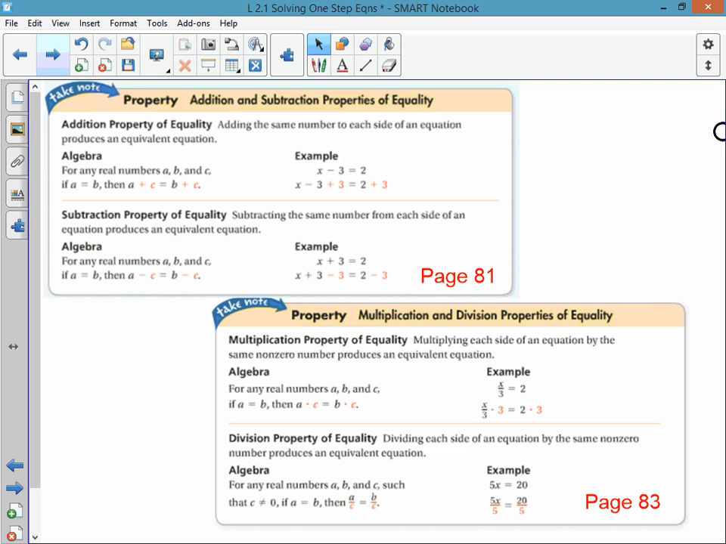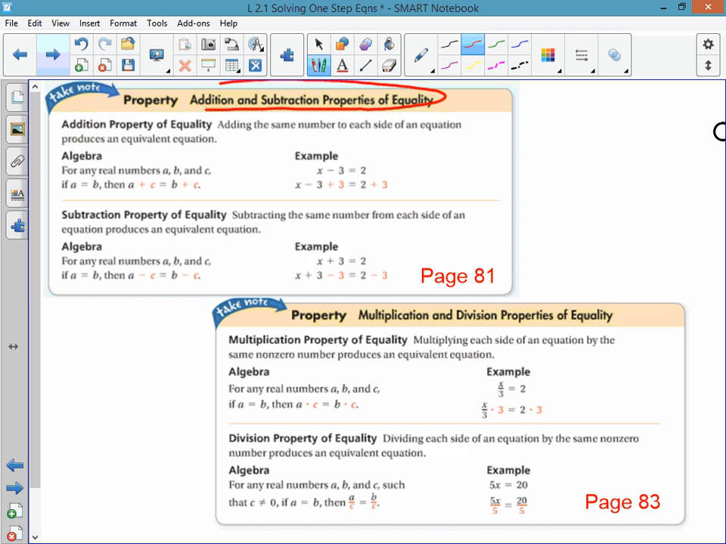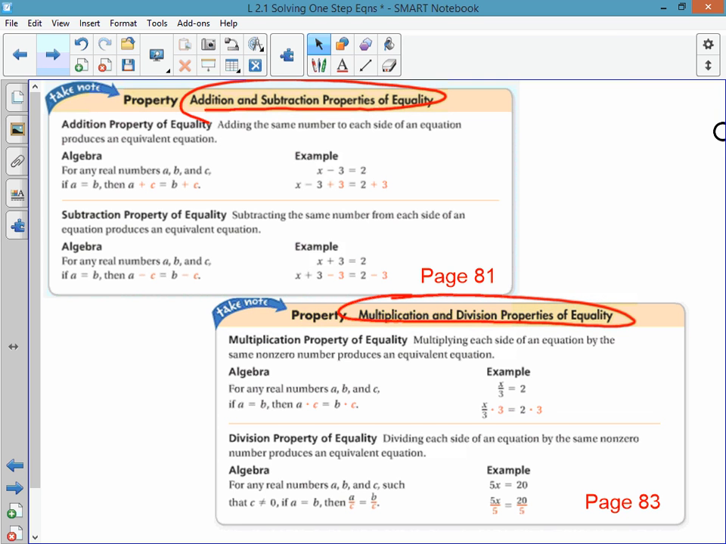Now, you've noticed in previous lessons that we've talked about some properties in math. They're kind of complicated, they're kind of common sense. Your book does the same thing for this lesson: the addition and subtraction properties of equality on page 81, and the multiplication and division properties of equality on page 83. You can read through those if you'd like, but pretty much it's the same old rule.